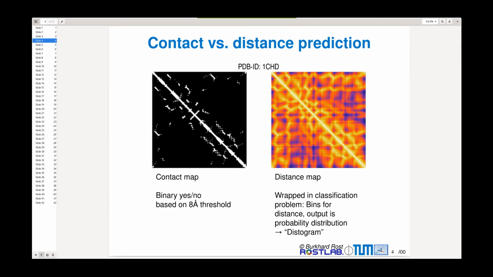So the diagonal and everything close to the diagonal is very short range. And by the way, when I talk about short range or long range, I always mean the distance on the sequence, of course. So everything here is short range near the diagonal, and the further you get away from the diagonal, the more long range these contacts become.